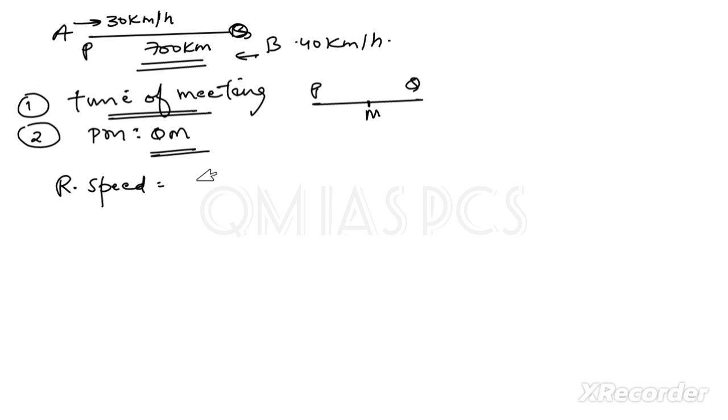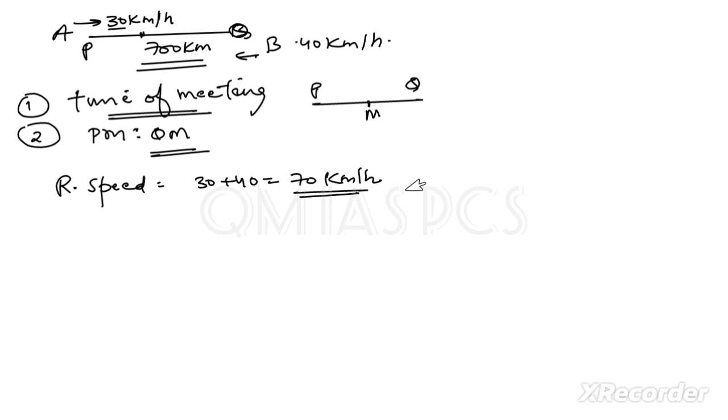Relative speed will be the addition of both speeds, that will be 30 plus 40, so it will be 70 kilometer per hour. And now we will say it is 700 kilometer. Obviously, if I say A is slower than B, somewhere before the midpoint they will meet. I don't know where, but before the midpoint they will meet.